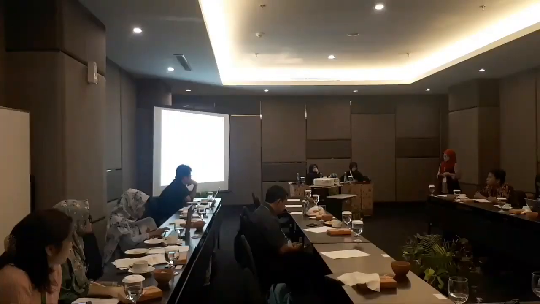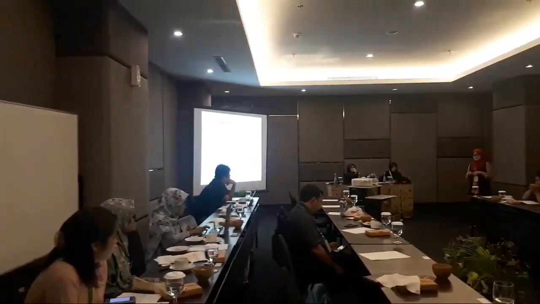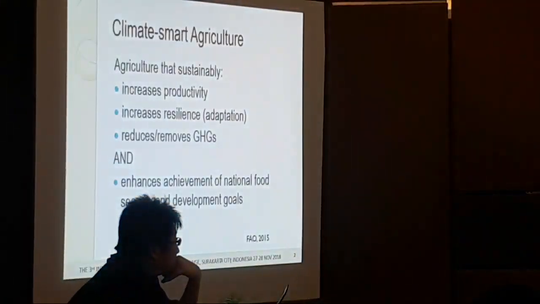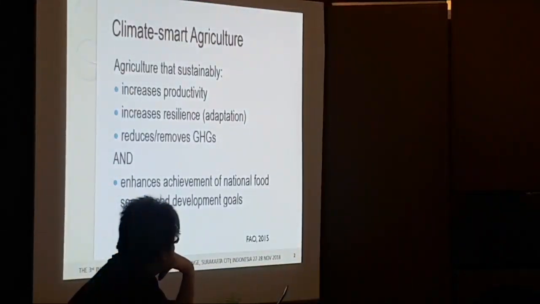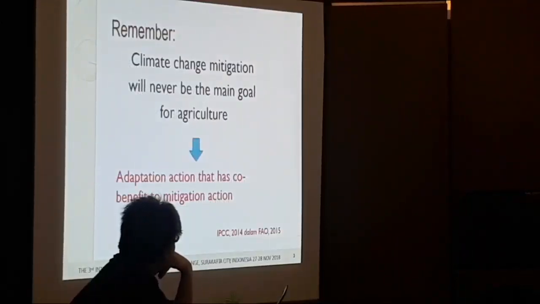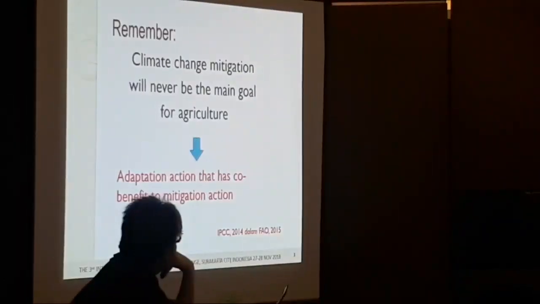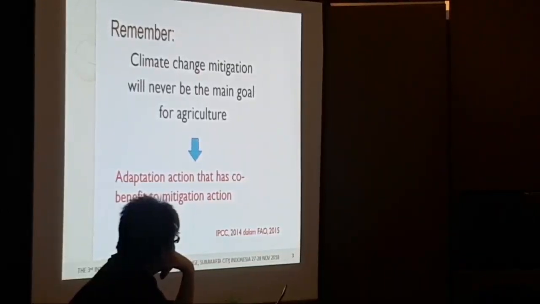So here we try to set up a field experiment. This is at the farmer scale, but we also should remember that climate change mitigation will never be the main goal for agriculture, because the main goal for agriculture is to adapt to climate change. But the co-benefit, the adaptation action that has a co-benefit mitigation action, is also included in this approach, as said by the IPCC in 2014.